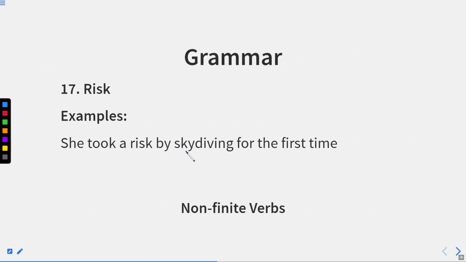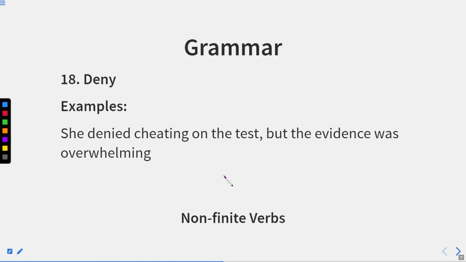Risk. She took a risk by skydiving for the first time. Or you can say risk bearing. So after the word risk, we have verb plus ing. Now let us move to the next one. Deny. She denied cheating on the test, but the evidence was overwhelming.